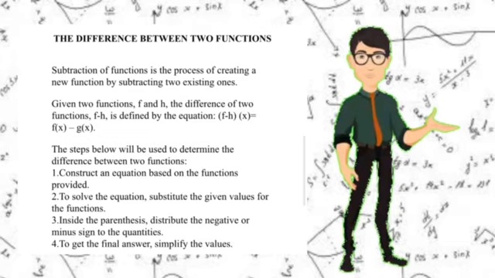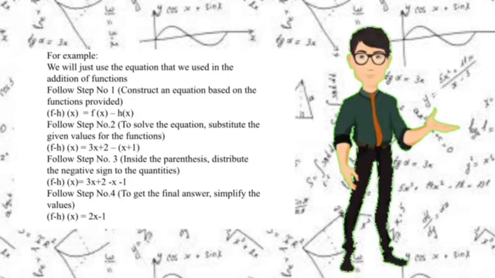The steps below will be used to determine the difference between two functions. Number 1. Construct an equation based on the functions provided. 2. To solve the equation, substitute the given values for the functions. 3. Inside the parentheses, distribute the negative or minus sign to the quantities. And 4. To get the final answer, simplify the values. For example, we will just use the equation that we used in the addition of functions.